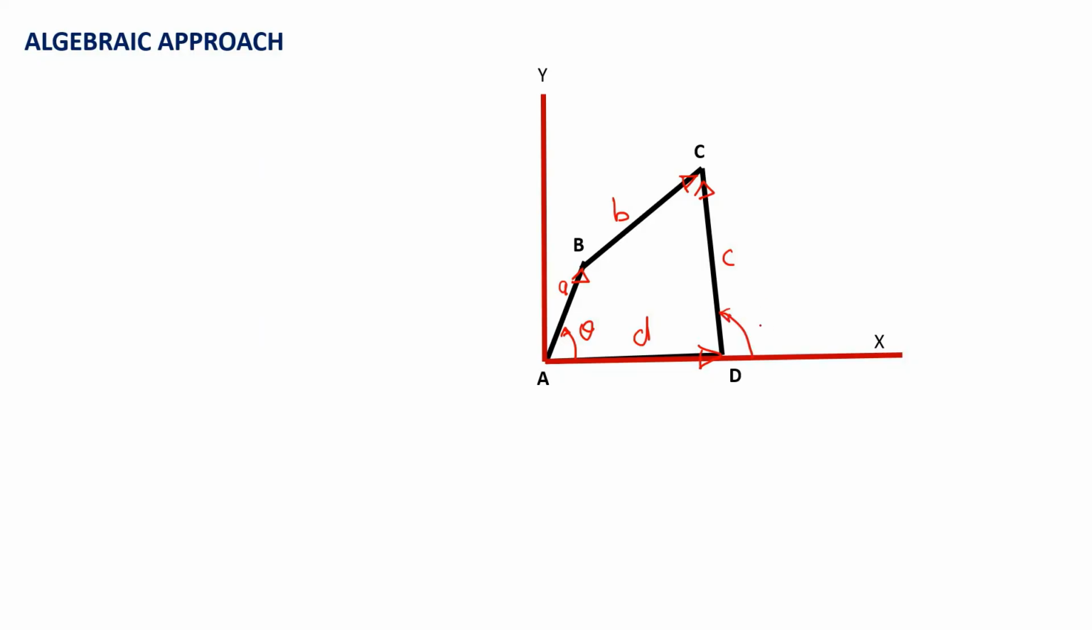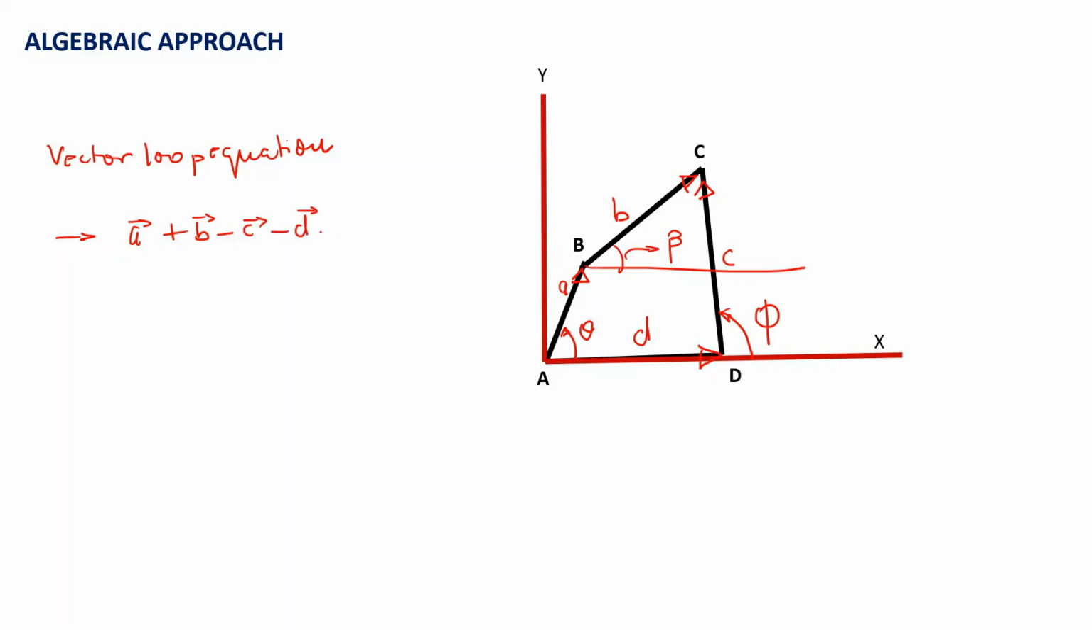This was making an angle of phi with the positive x-axis, and this was making an angle of beta with the positive x-axis. Now we defined the vector loop equation. This is also called the loop closure equation. So this was something like this: A vector plus B vector minus C vector minus D vector was equal to 0.